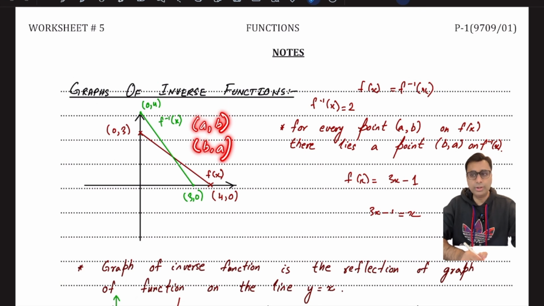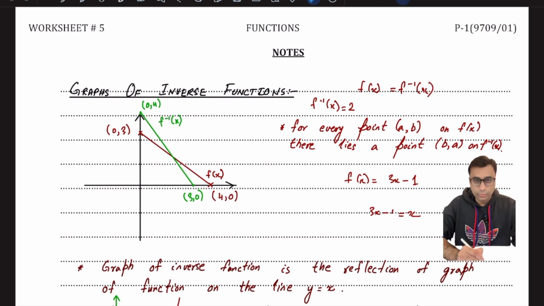So this is something you can use in cases where you know an original point on the graph and you have to find out the point on the inverse function graph. You can directly flip the x and y's. For example, if you know that there is a point on a function which is (4, 0), then on the inverse function it's going to become (0, 4). And similarly, if there's a point which is (0, 3), that's going to become (3, 0).